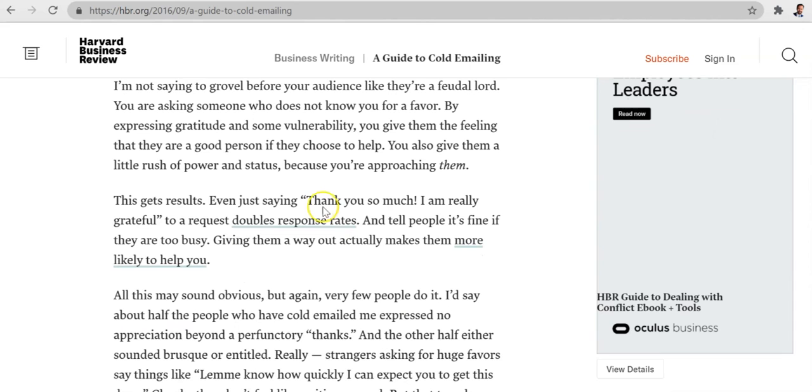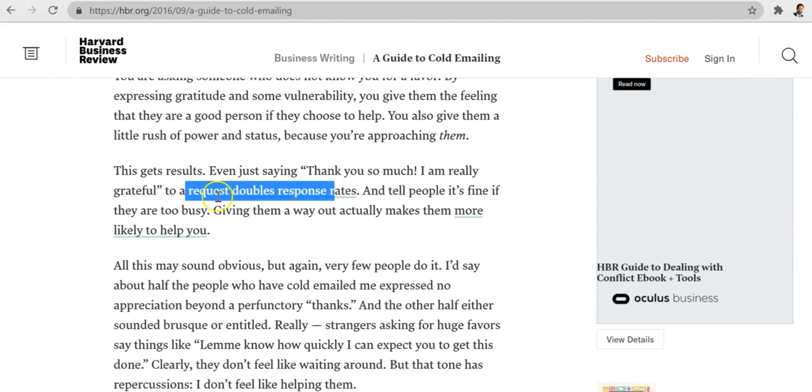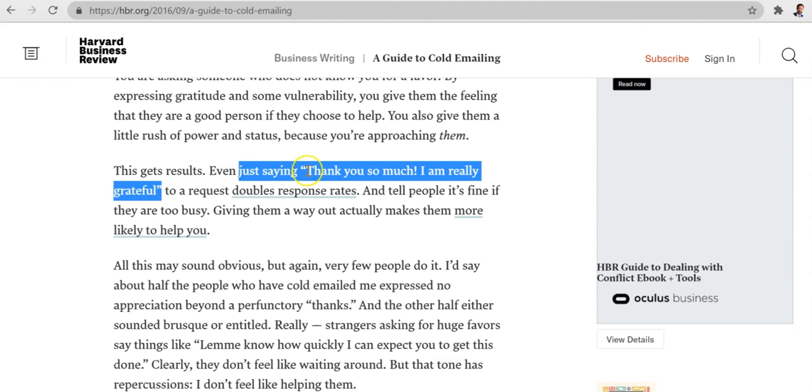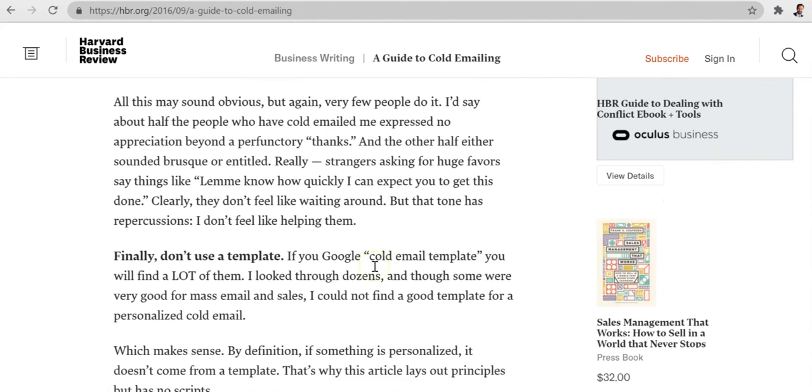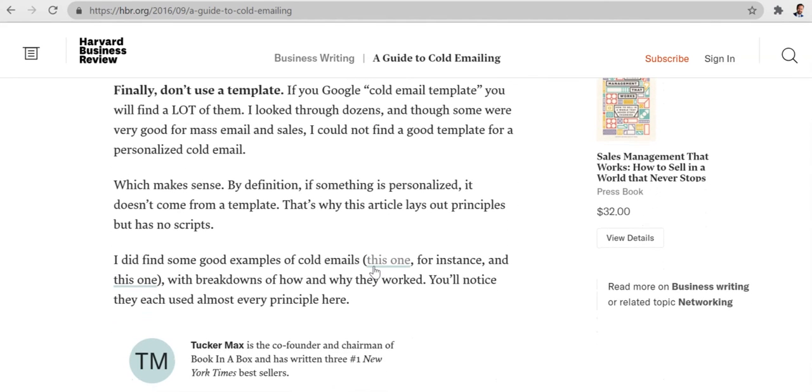So for example, "Thank you so much. I am really grateful." This line seems a little bit over the top. Tucker Max, the author of this article, says that it doubles response rates. Incredible. Just being an appreciative, good person is effective. And as I've mentioned before in this course, likability is a very strong driver of influence.